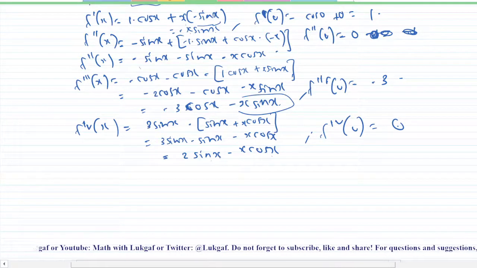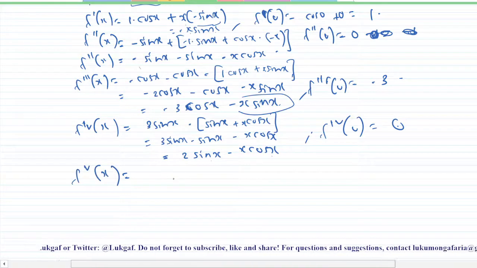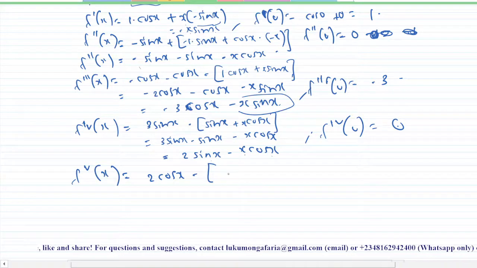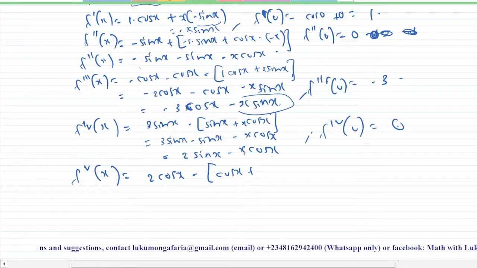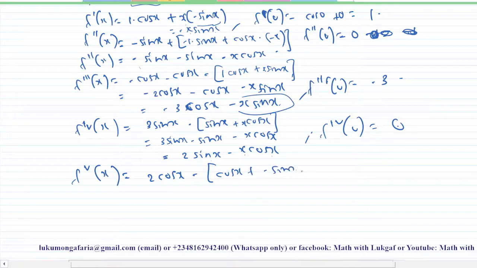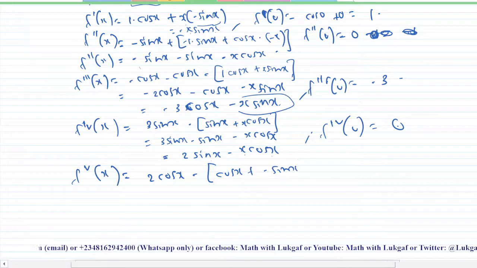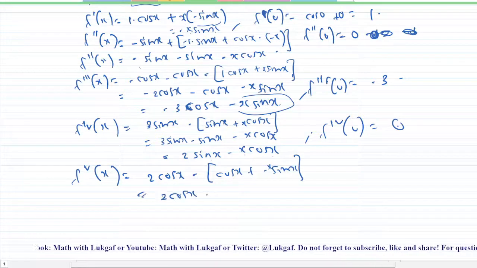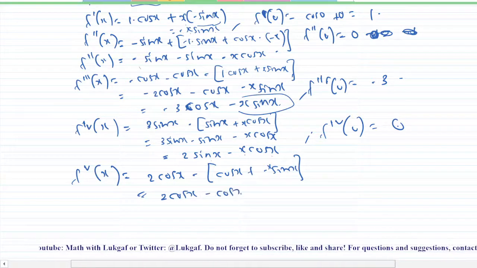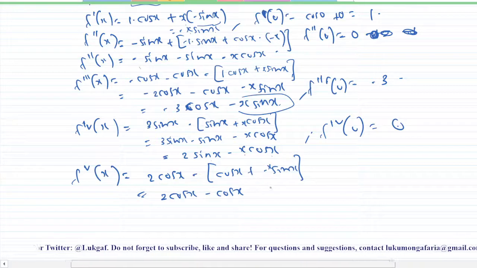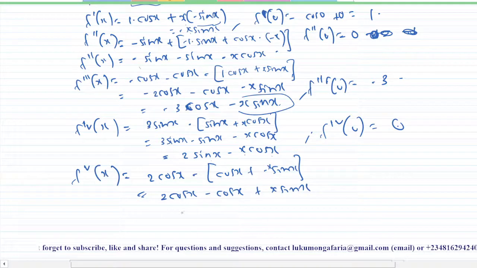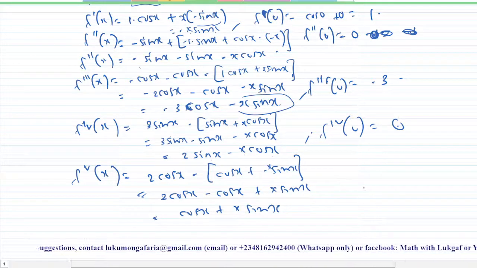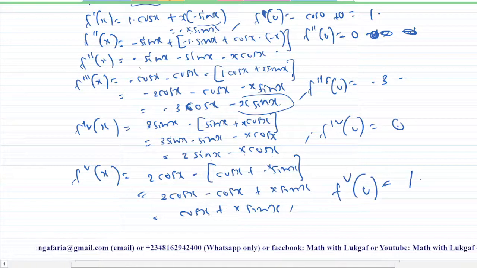You differentiate this function again. The derivative of this will give me 2 cos x. You understand now? Then minus, you have to differentiate it. Differentiate the first one, that is 1. Leave the second one, that is cos x. Plus differentiating the second, that is minus sin x, leaving the first, that is x. You understand? So if you open the bracket, this is going to give me 2 cos x minus cos x, then plus x sin x. So that's the same thing as cos x plus x sin x. So then your f of 0 is going to give me 1, because cos 0 here is 1.